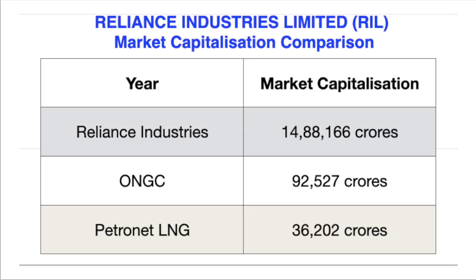Now coming to market capitalization. Reliance Industries is 14,88,166 crores, and among the competitor peer group, ONGC is 92,527 crores, and Petronet LNG is only 36,202 crores.